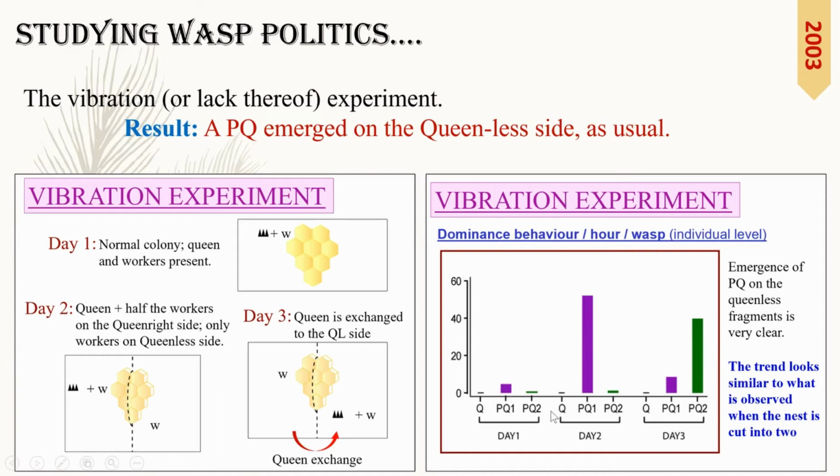On day 1, the PQs are hardly aggressive. On day 2, you have a PQ1 on the queenless side. Day 3, we actually exchange the queen from one side to the other, and on the other side, we get another PQ.